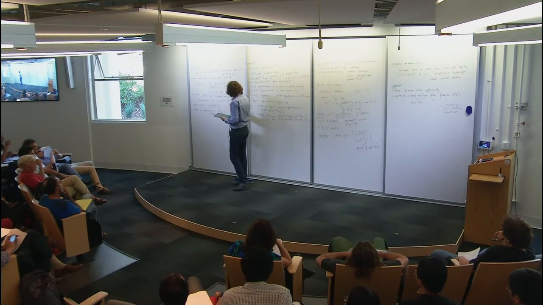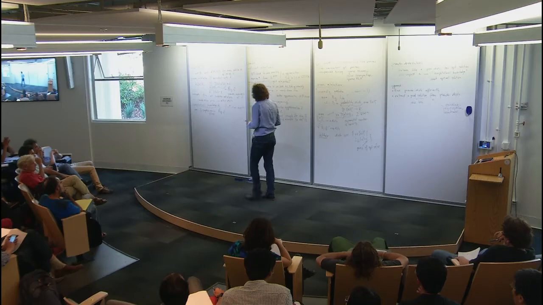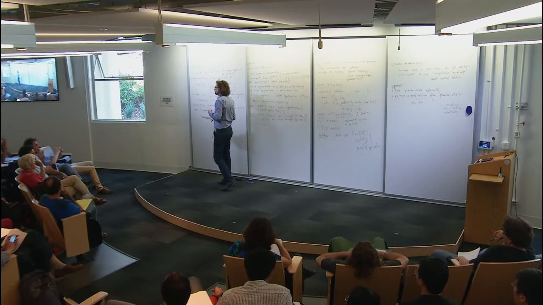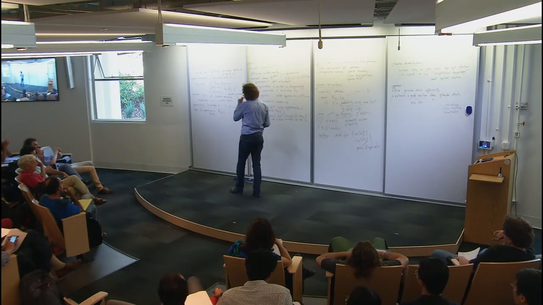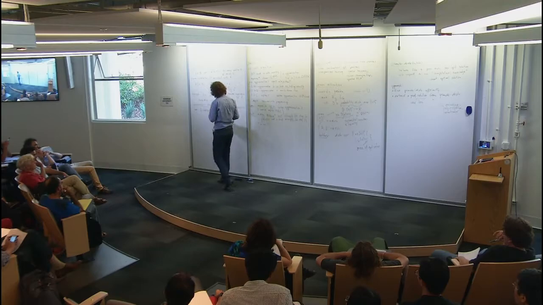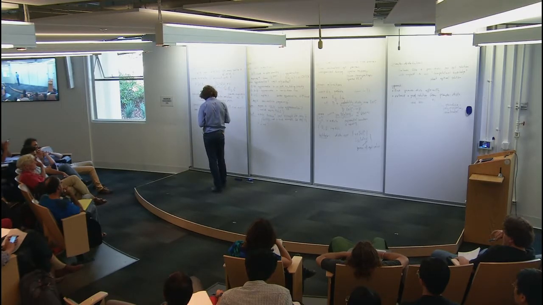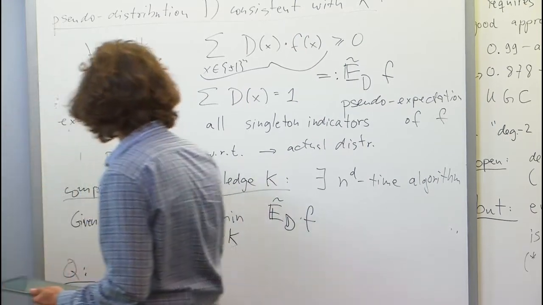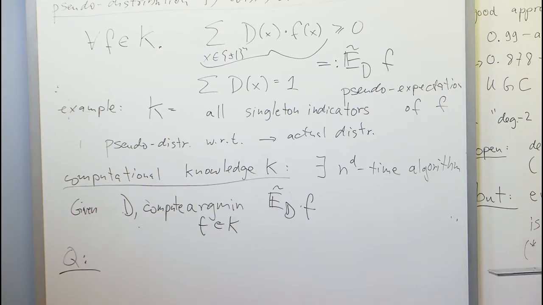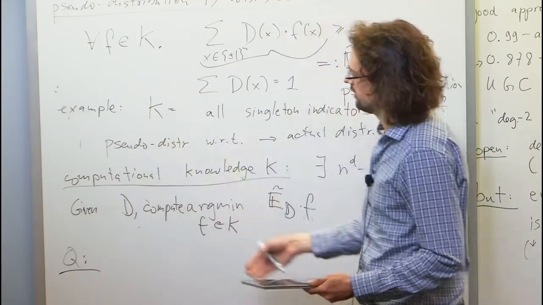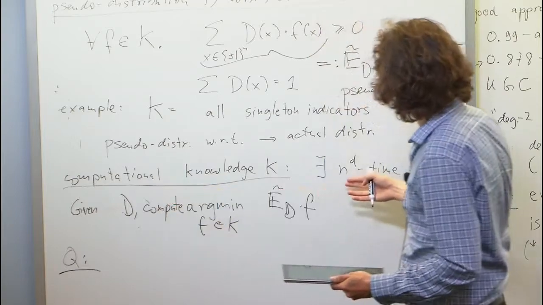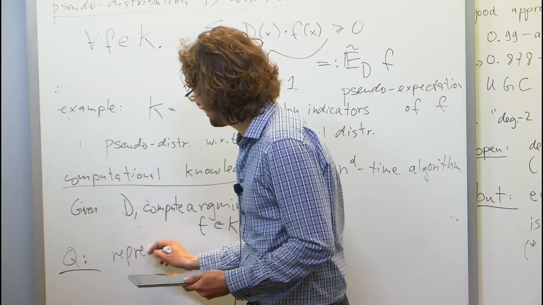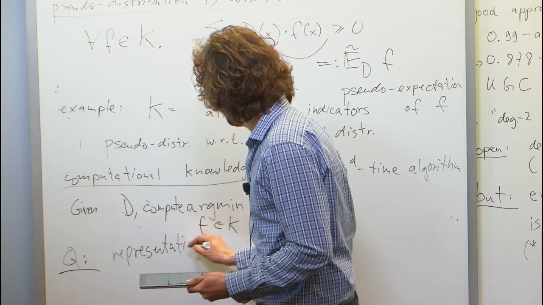How are you given the big D? What does it mean for D to be given? That's also a good question. A priori, d is a function on 2 to the n points, which is much larger than the time the algorithm has. So you somehow have to represent d in a good way.